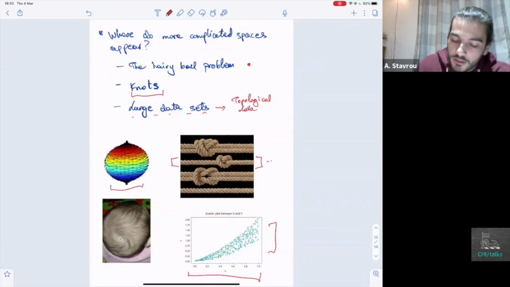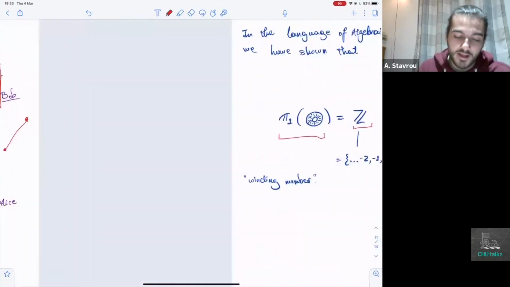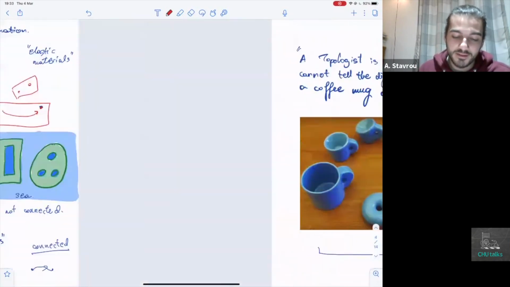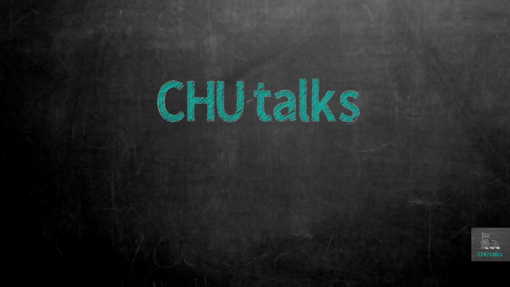And yeah, I think I will stop here. I tried to put algebraic topology in a nutshell, because I do not care about distances. I could shrink it and put it in a nutshell. That's a bad joke. But yeah, I think I will end here.